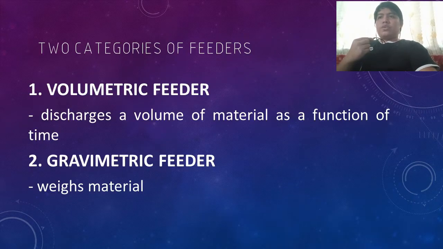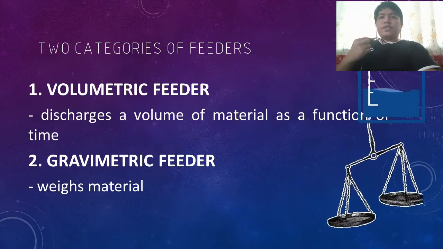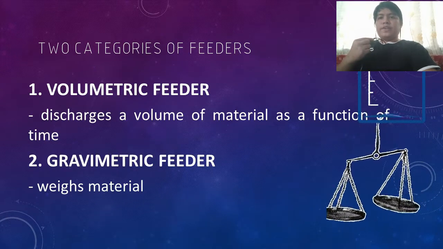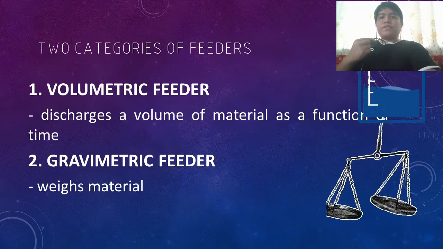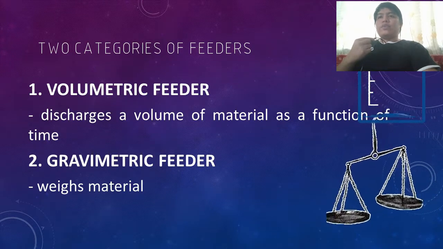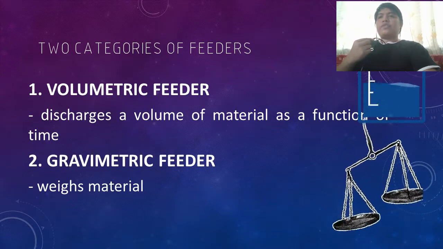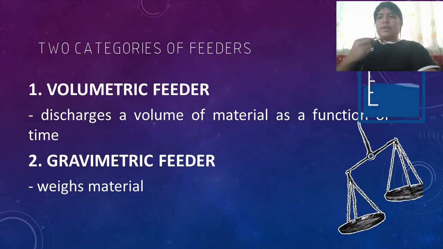So there are two categories of feeders. The first one is the volumetric feeder. It discharges a volume of material as a function of time. And the second one is the gravimetric feeder. It uses a loss in weight technique.